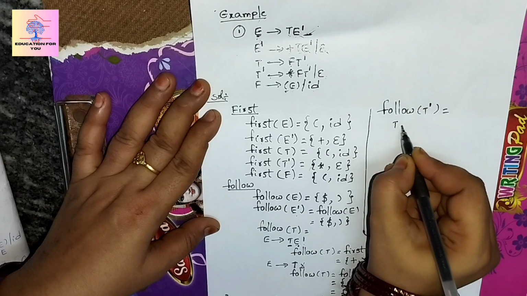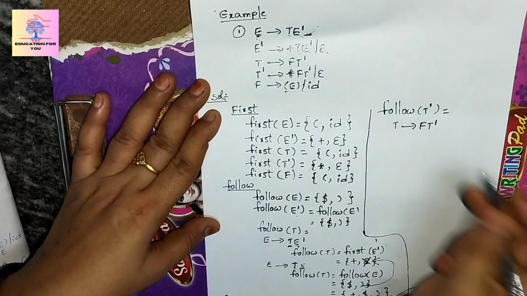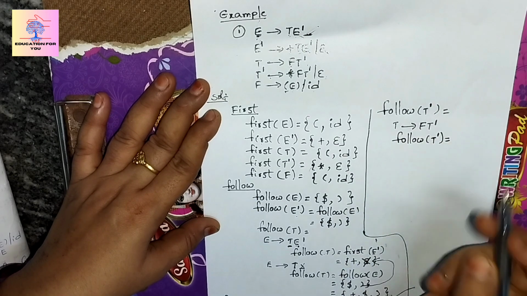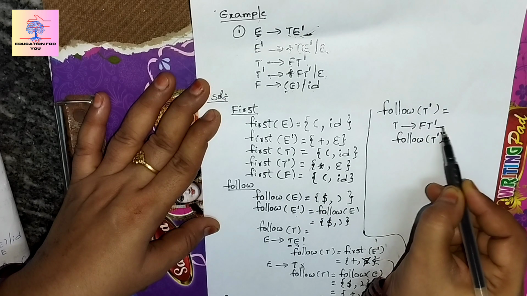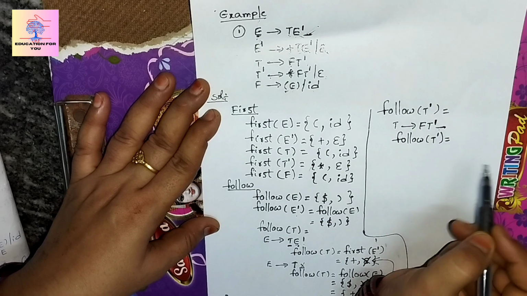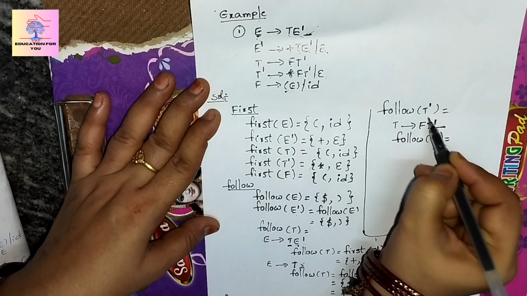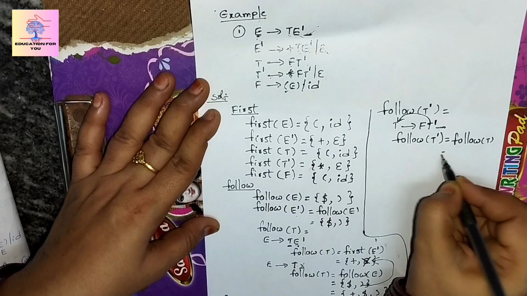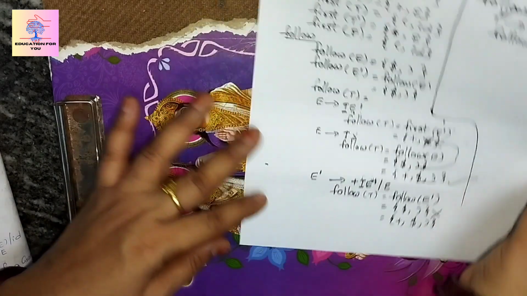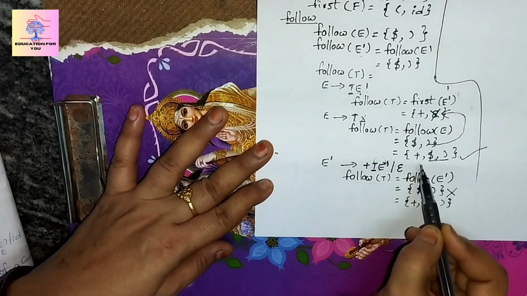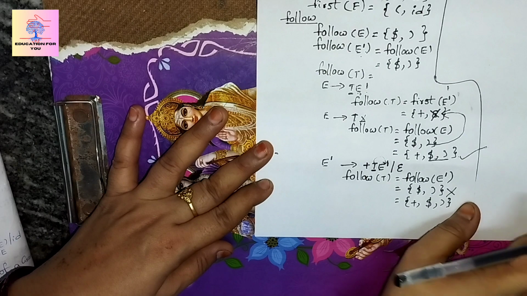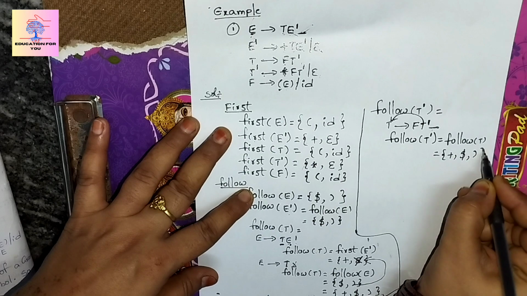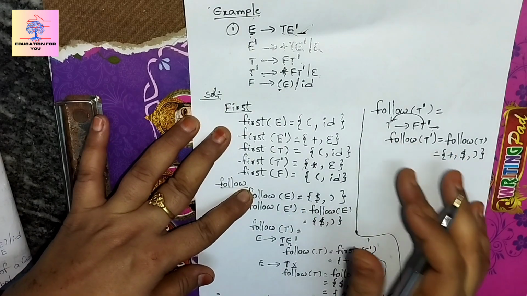Here there is no T dash. Okay, first take T going to F T dash. At that time, follow of T dash: after the T dash, is there any symbol? No one is following the T dash. At that time follow of T dash can become follow of T. So we already calculated the follow of T. Look here, what is the follow of T? Plus dollar closed parenthesis. Okay, this production is over.